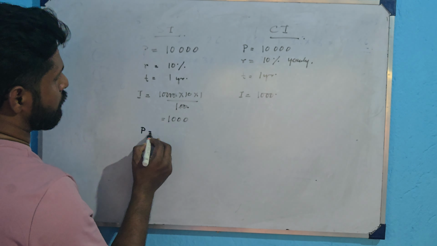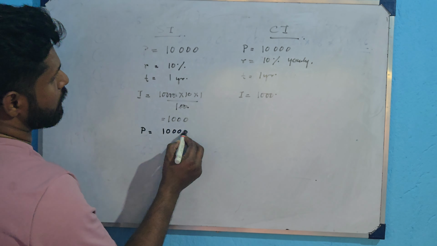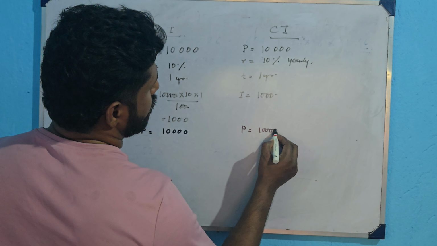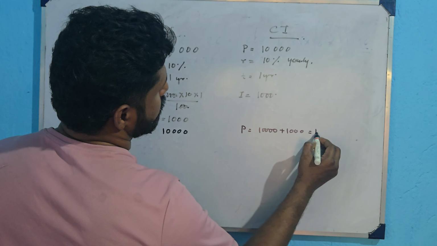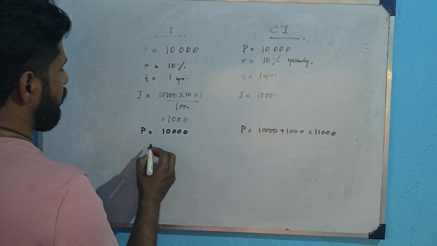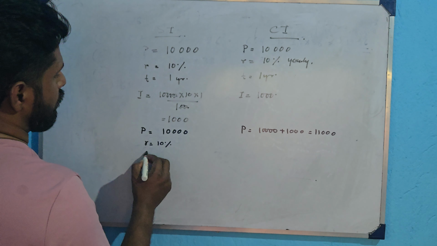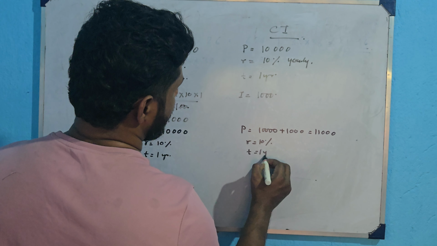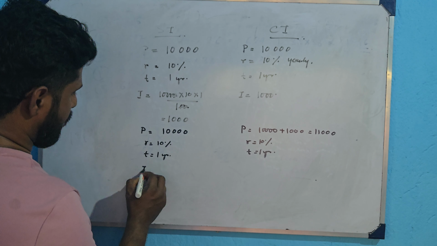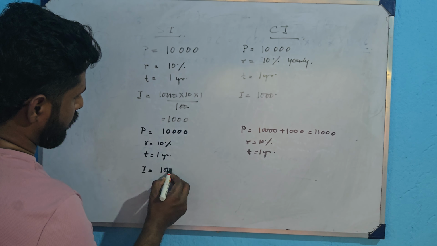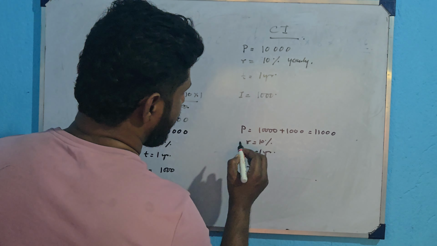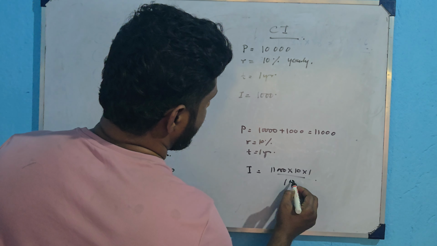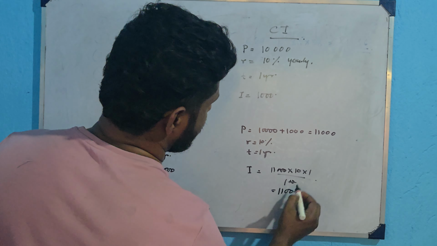for the second year the principal is 10,000 in case of SI, but in case of CI the principal becomes 10,000 plus interest, which is 11,000. Rate being the same, time is again 1 year for the second year. Applying the same formula, we get 1000 as interest for SI, but here we get 11,000 into 10 into 1 by 100, which is 1100.